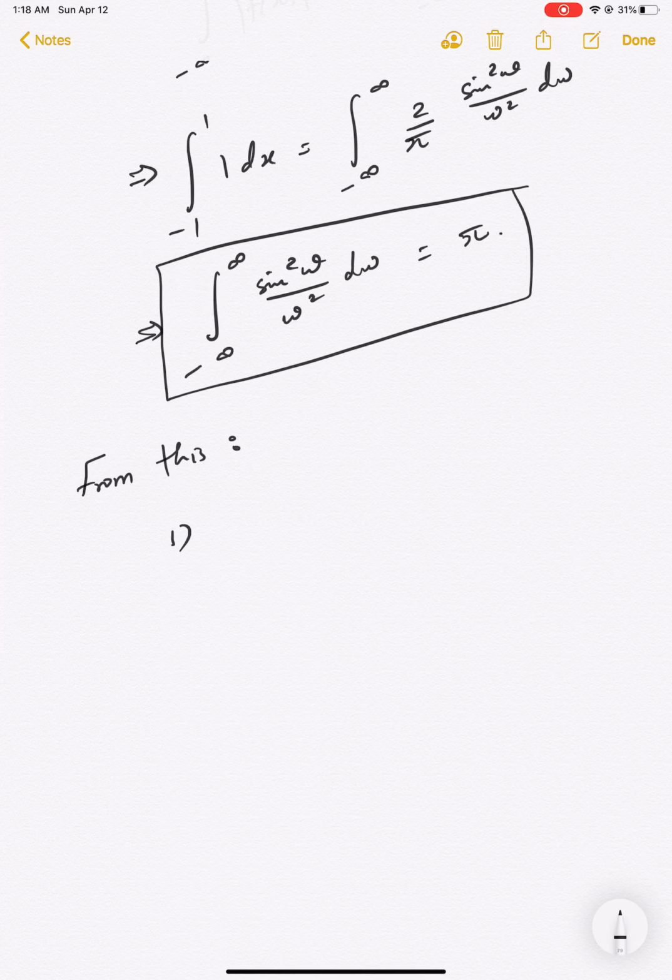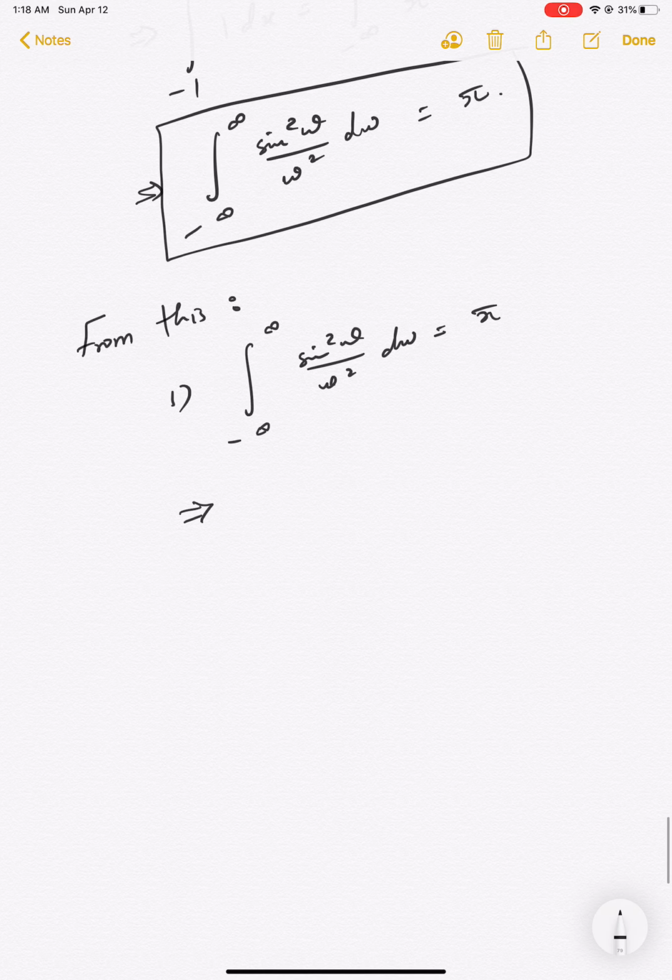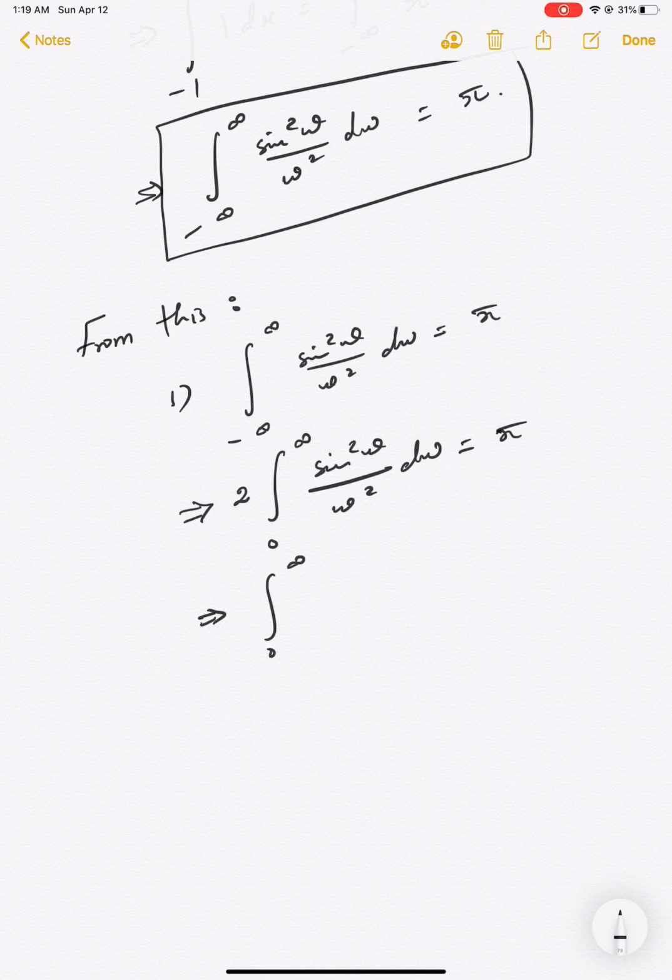First of all, if you look at the integral from negative infinity to infinity of sine square omega over omega square, again, this is equal to pi, that's fine. In fact, what is sine square over omega square? Sine square is an even function. Omega square is an even function. When you divide two even functions, the result is even. So this is basically double the integral from 0 to infinity of sine square omega over omega square d omega. That's equal to pi. So the integral from 0 to infinity of sine square omega over omega square is basically pi over 2. This is, again, one consequence of that integral.